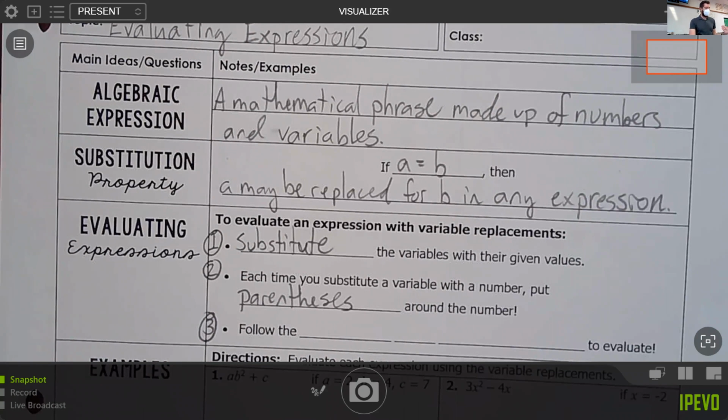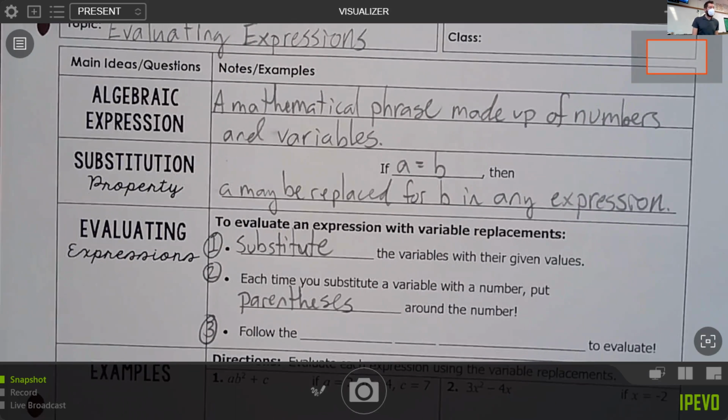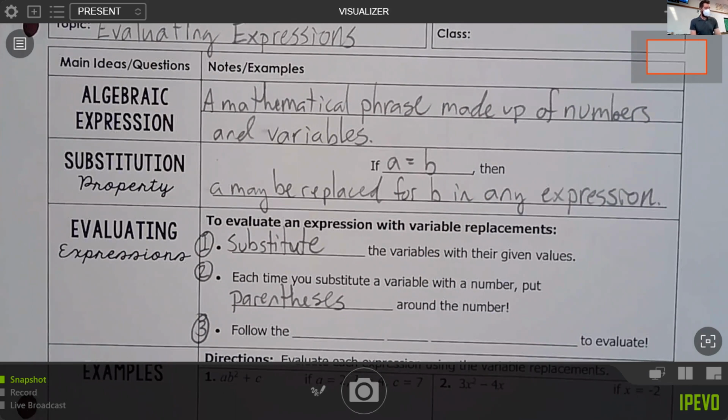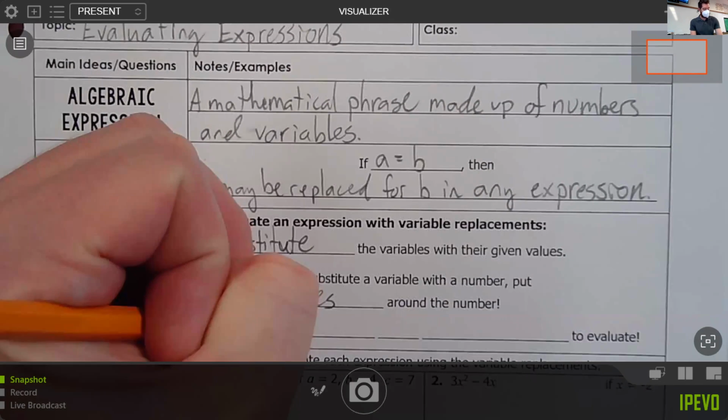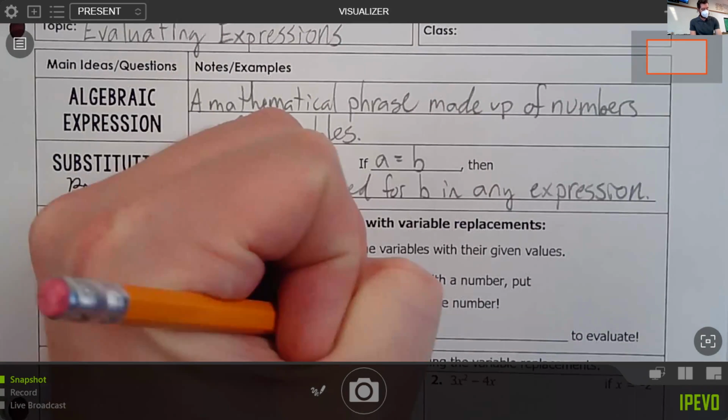Put parentheses around that number, because that'll help with identifying whether something is positive or negative, if it's being multiplied, if you're squaring a number, taking it to a certain power. That will be a really helpful thing to do. And then finally, number 3 is exactly what we did yesterday. Follow the order of operations to evaluate.